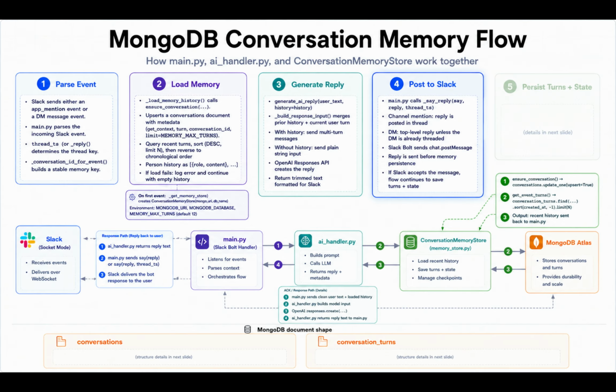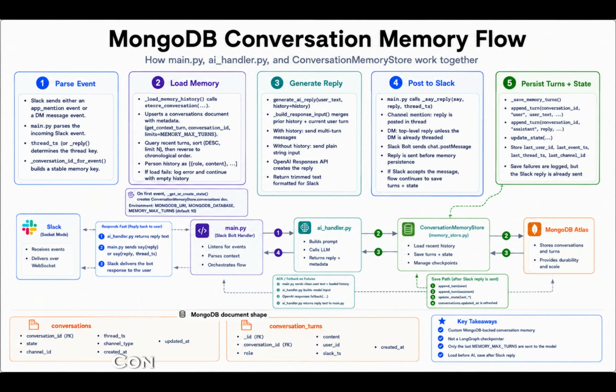Fast reply first. And then finally, after Slack accepts the message, we save a user turn and the assistant turn, then update the conversation state. We have two collections: conversations for metadata, and conversation turns for history. Load before AI, save after Slack. So we have two collections: conversations for metadata and conversation turns for history.